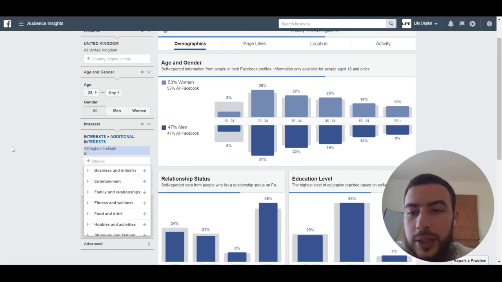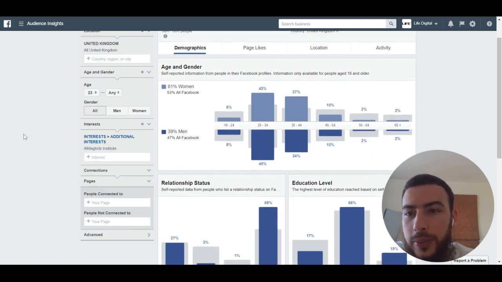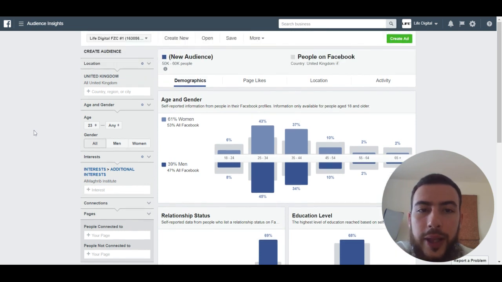So I'm going to select. Now it's showing me the information for all people in the UK who are 23 and above who have an interest in Al Maghrib Institute. Okay, now let's look at some of that information. So 50 to 60,000 people, that's the size of this audience.